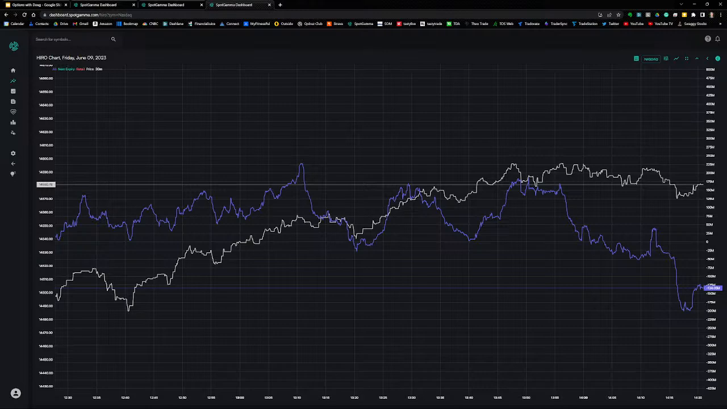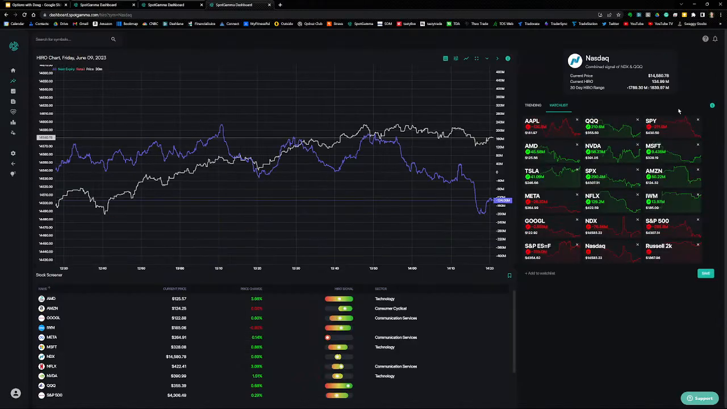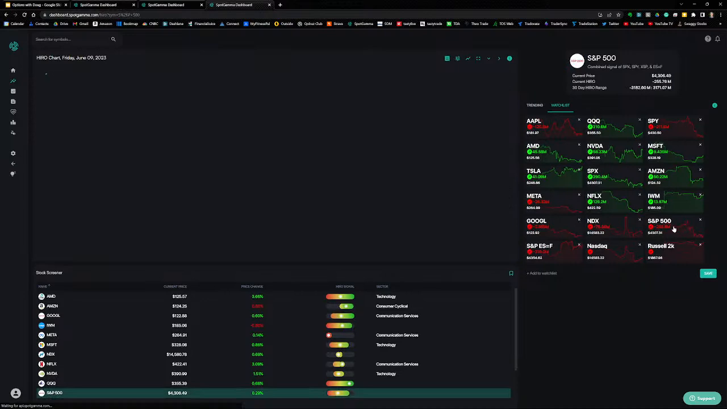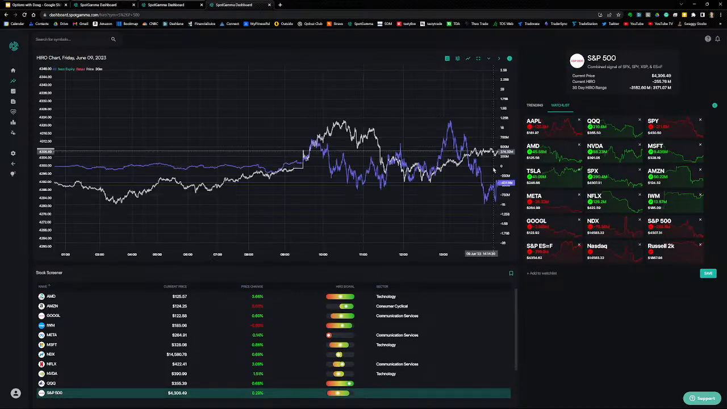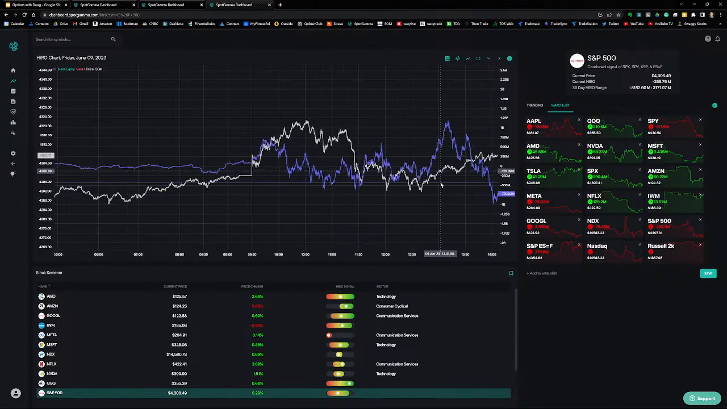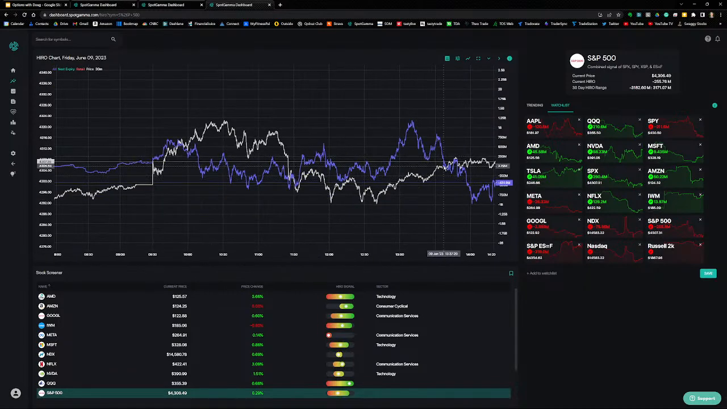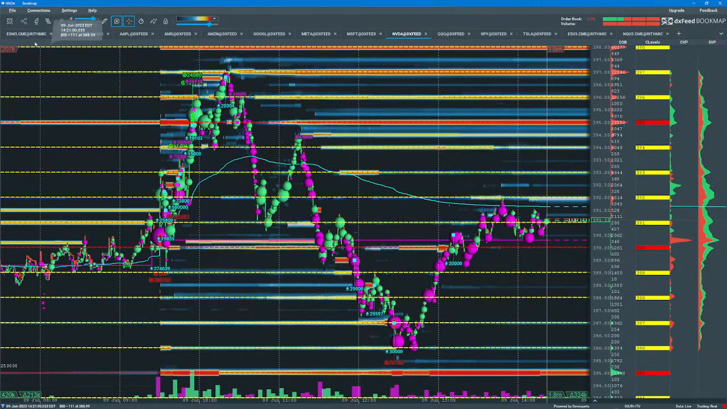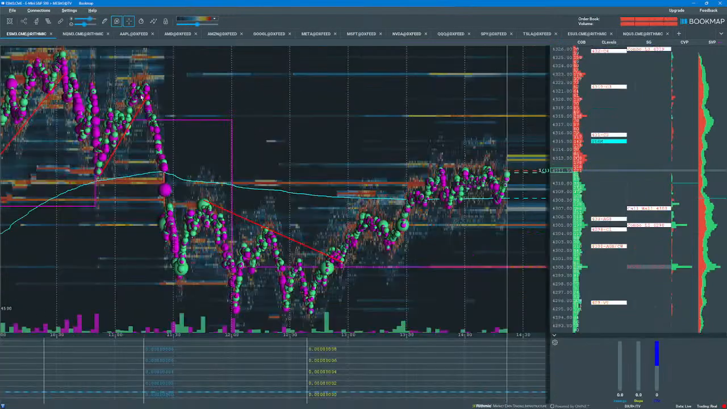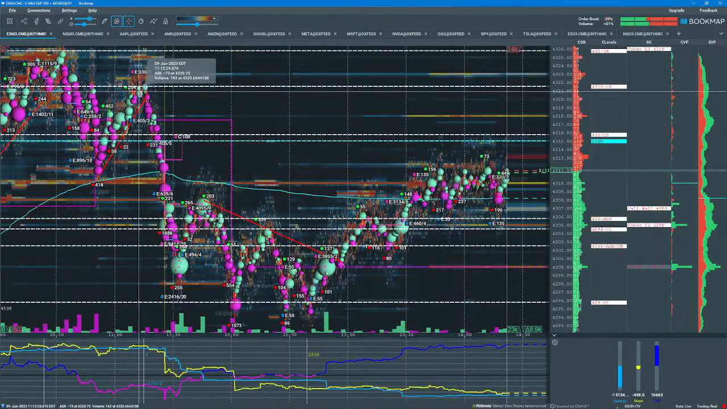Let's just do another check of the S&P 500. It looks like they were taking negative delta positions, and then that activity has leveled off. Let's go to Bookmap, go to the S&P 500.